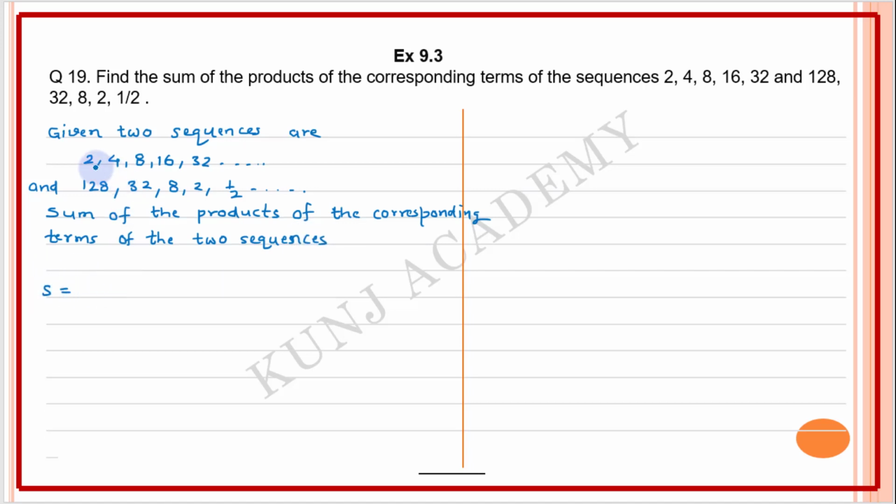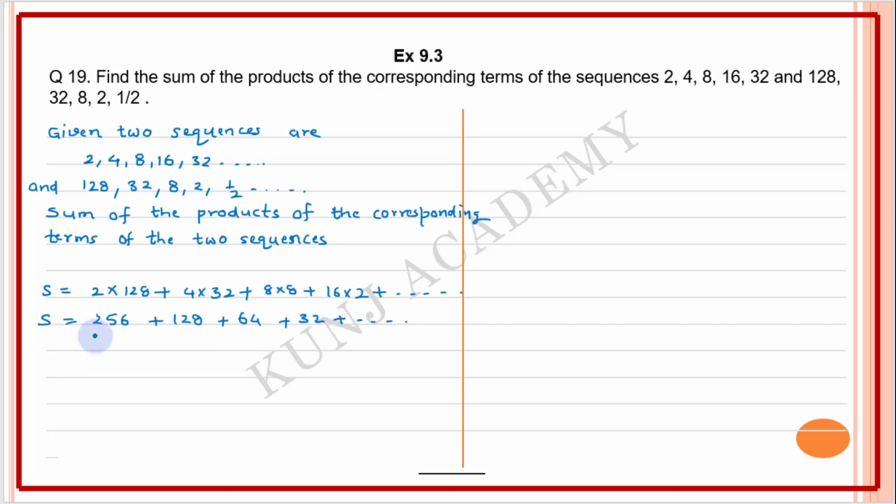AS is equal to 2 into 128 plus 4 into 32 plus 8 into 8 plus 16 into 2, or AS is equal to 256 plus 128 plus 64 plus 32.